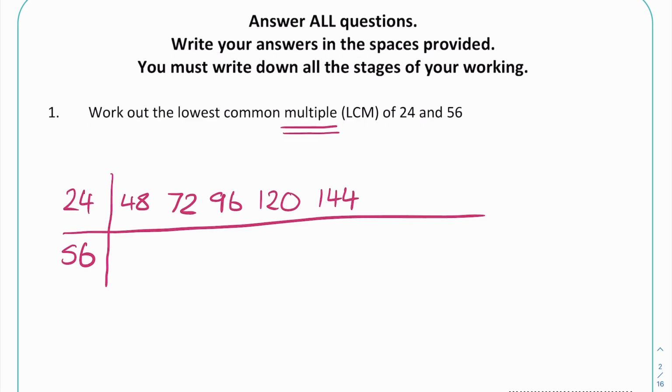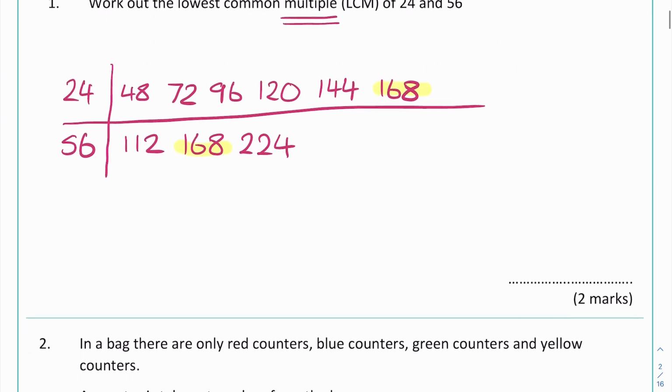So let's go with another 56, that'd be 112, and then we'd get 168. Adding the 6 is 174, add the 50, 224. So we've not got a match just yet, so let's go back to the 24s. Adding 24 to 144 does actually give us our 168, which has appeared in our 56 multiples. So 168 would be our lowest common multiple, and that would be our final answer for question 1.